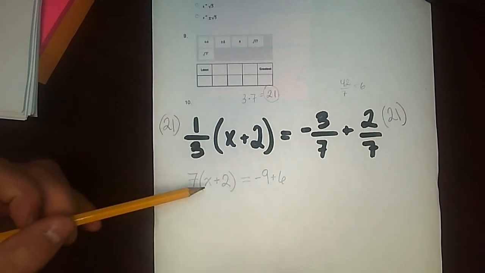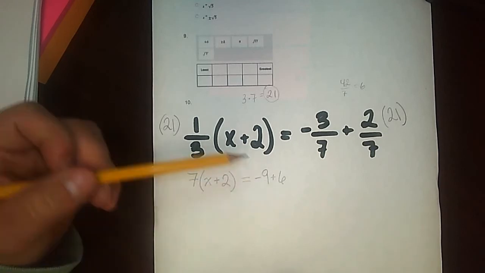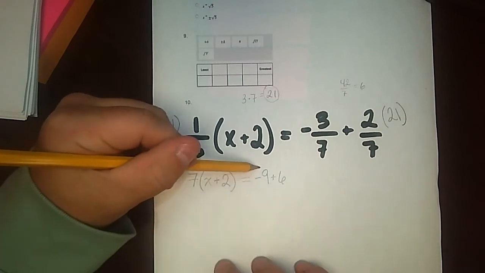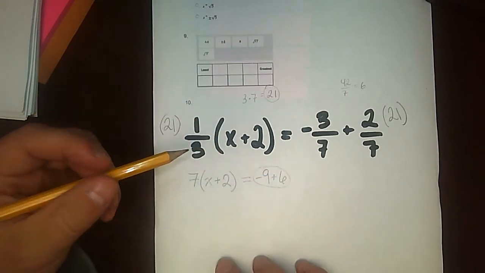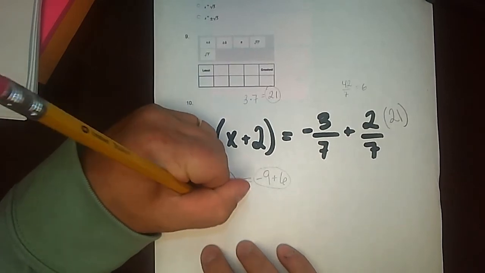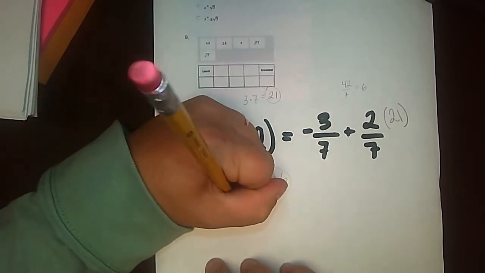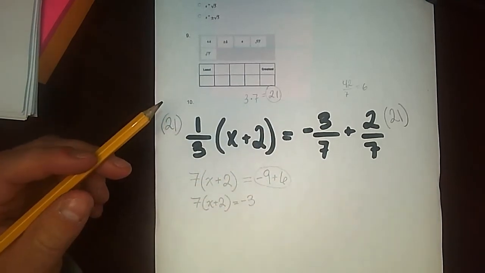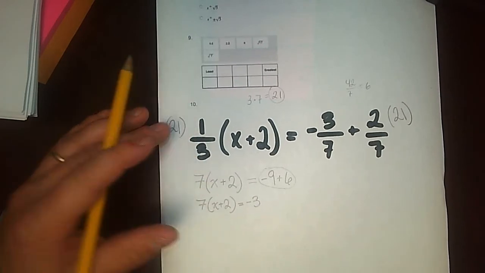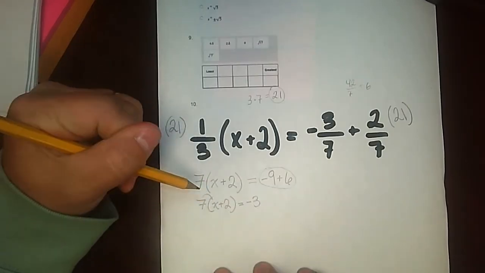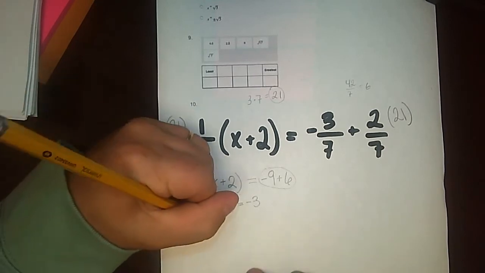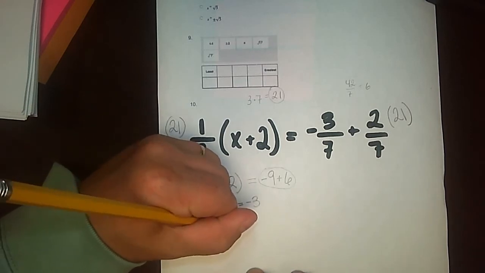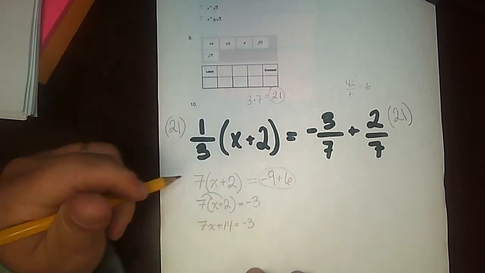So now we have 7 times (x plus 2) equals negative 9 plus 6. Now here's the thing. The right side still is not simplified yet. We have these like terms that we can combine. So now I have 7 times (x plus 2) equals negative 3, because negative 9 plus 6 is negative 3. Next, we're going to go ahead and distribute our 7. So 7 times x and then 7 times 2. That gives us 7x plus 14, and that's going to equal negative 3.